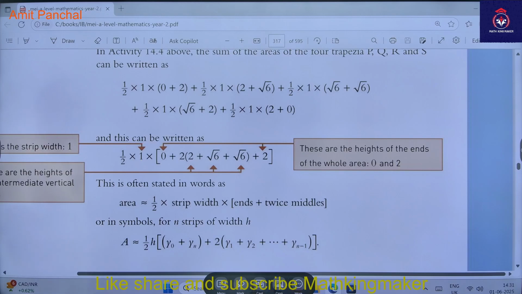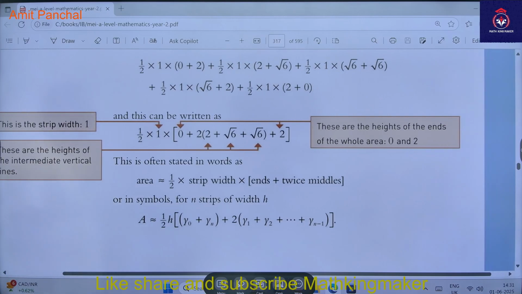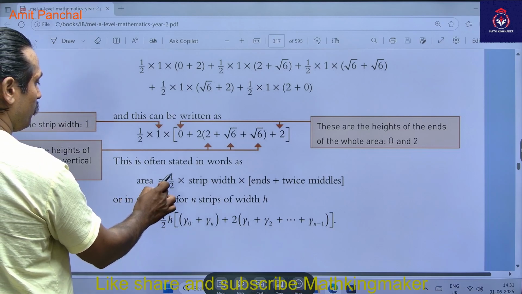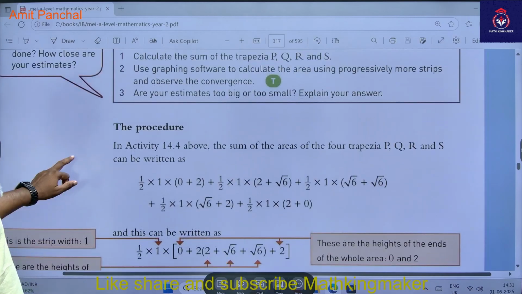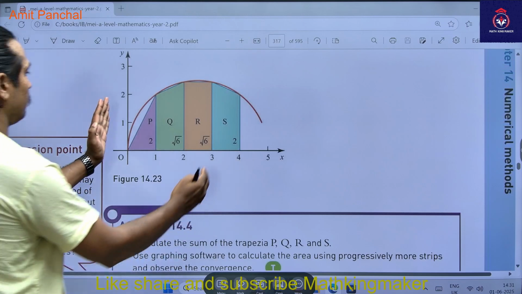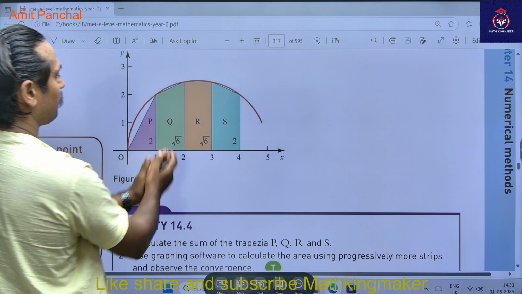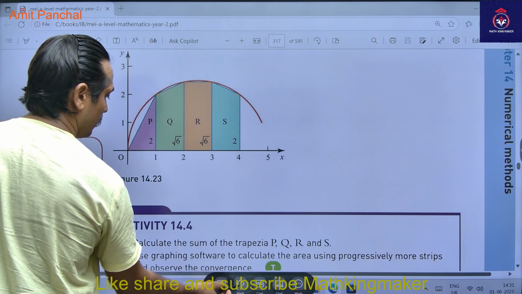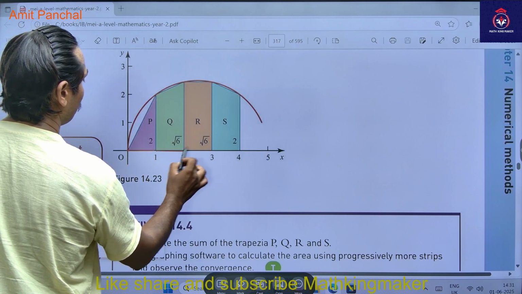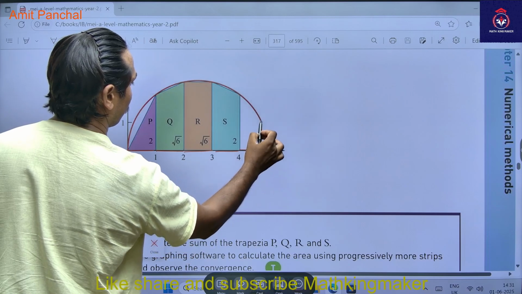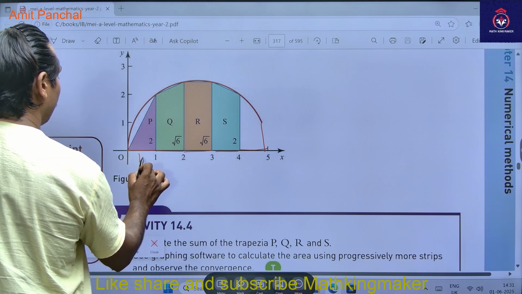Now we can have a general formula. So area is approximately equal to 1 by 2 into strip width. What is strip width? Strip width means you are dividing the entire area, because you are taking it from 0 to 4 or 0 to 5, so you are taking strips. These strips will have the same width, like from 0 to 1, 1 to 2, 2 to 3, 3 to 4, 4 to 5. If you have one strip there, this is called the strip width. It is denoted by H.